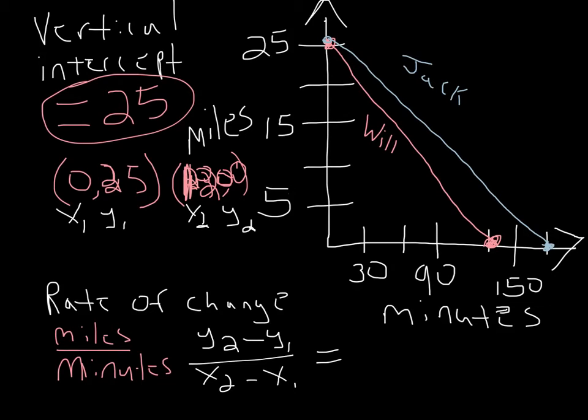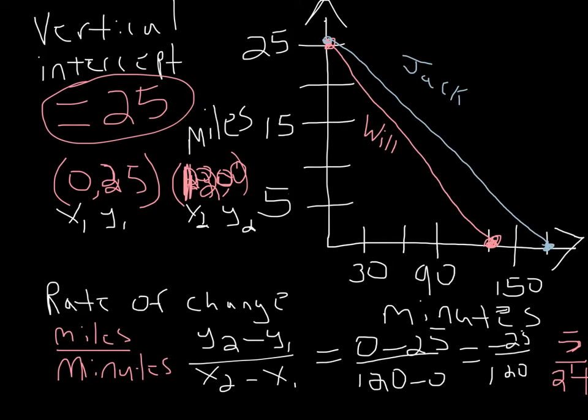From there, what we would do is go ahead and plug those numbers in. Well, our y2 is 0, so I'd say 0 minus 25 over x2, which is 120, minus 0. Let's go ahead and simplify that. Well, you're going to get negative 25 over 120. And that reduces to negative 5 over 24. And that is your answer.